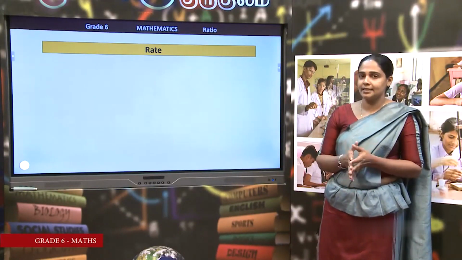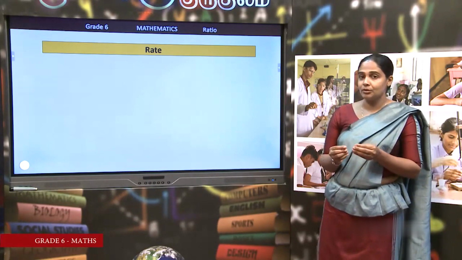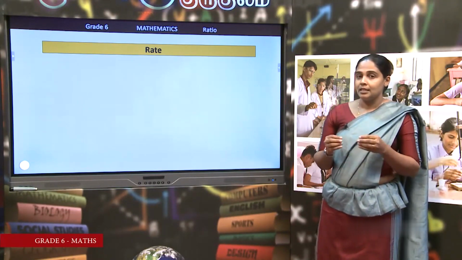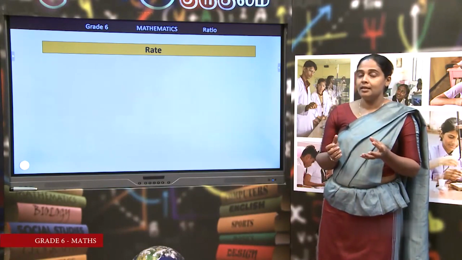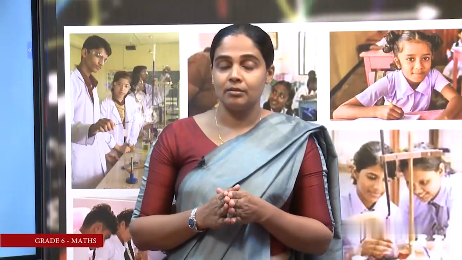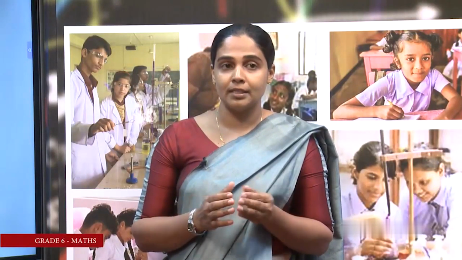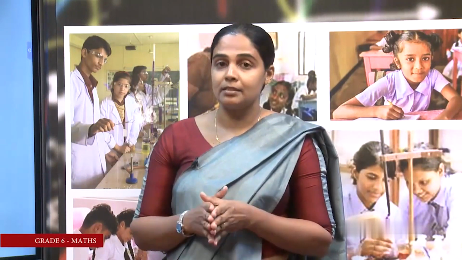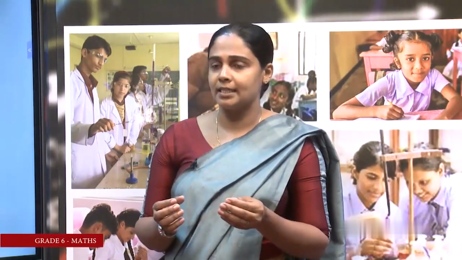What is a rate? We learned ratio. Then what are ratios? A ratio is written between two quantities which are kept in the same units. Now what is a rate?